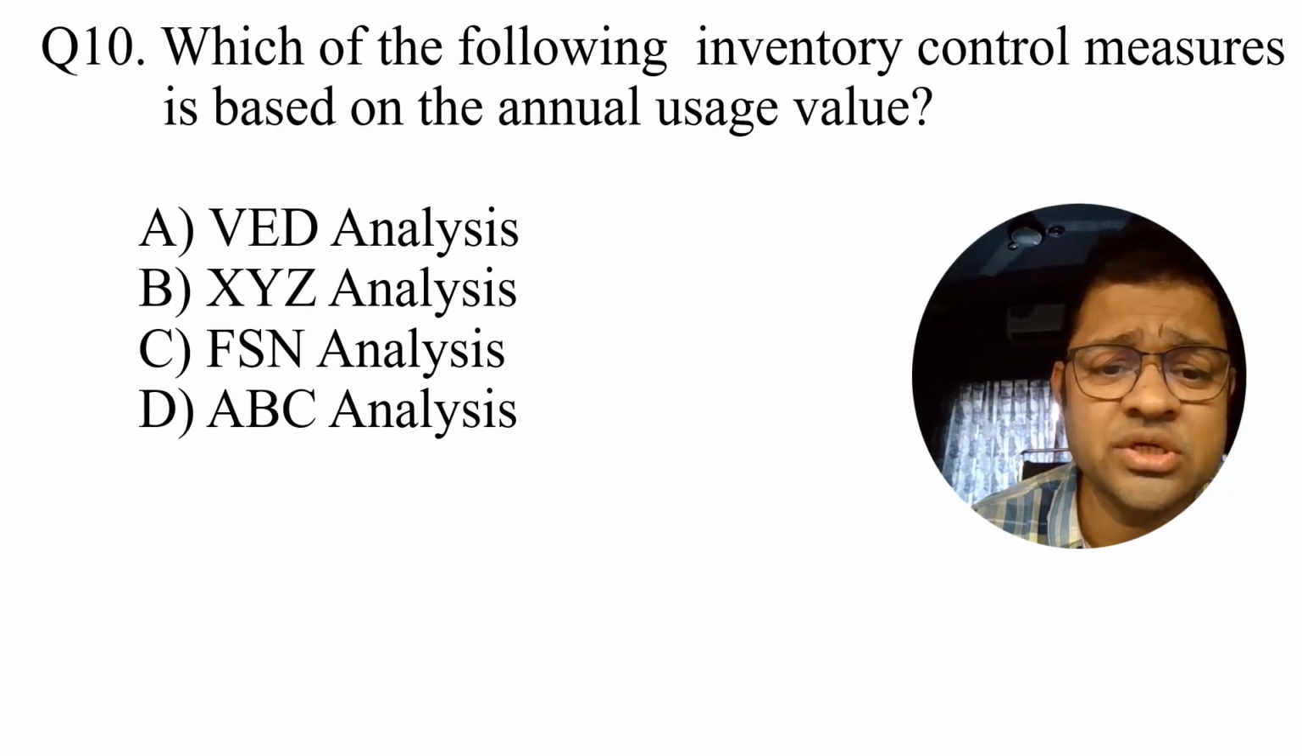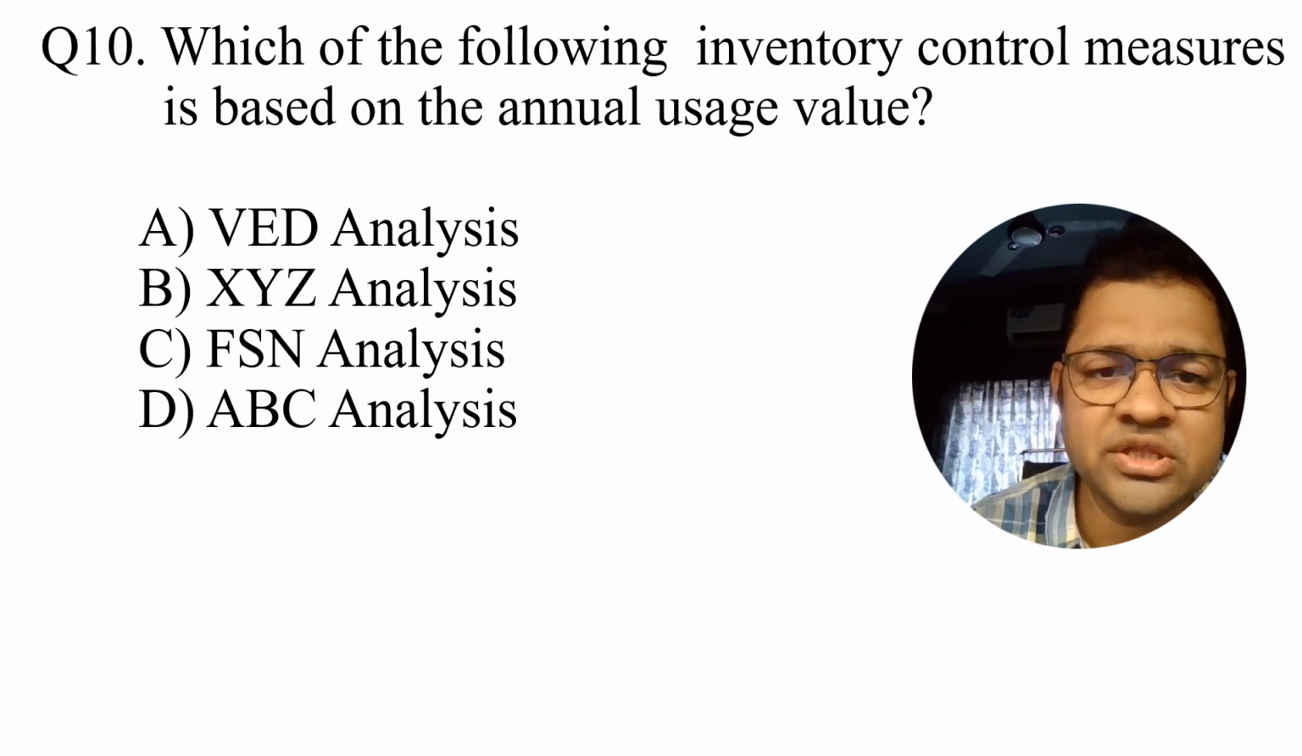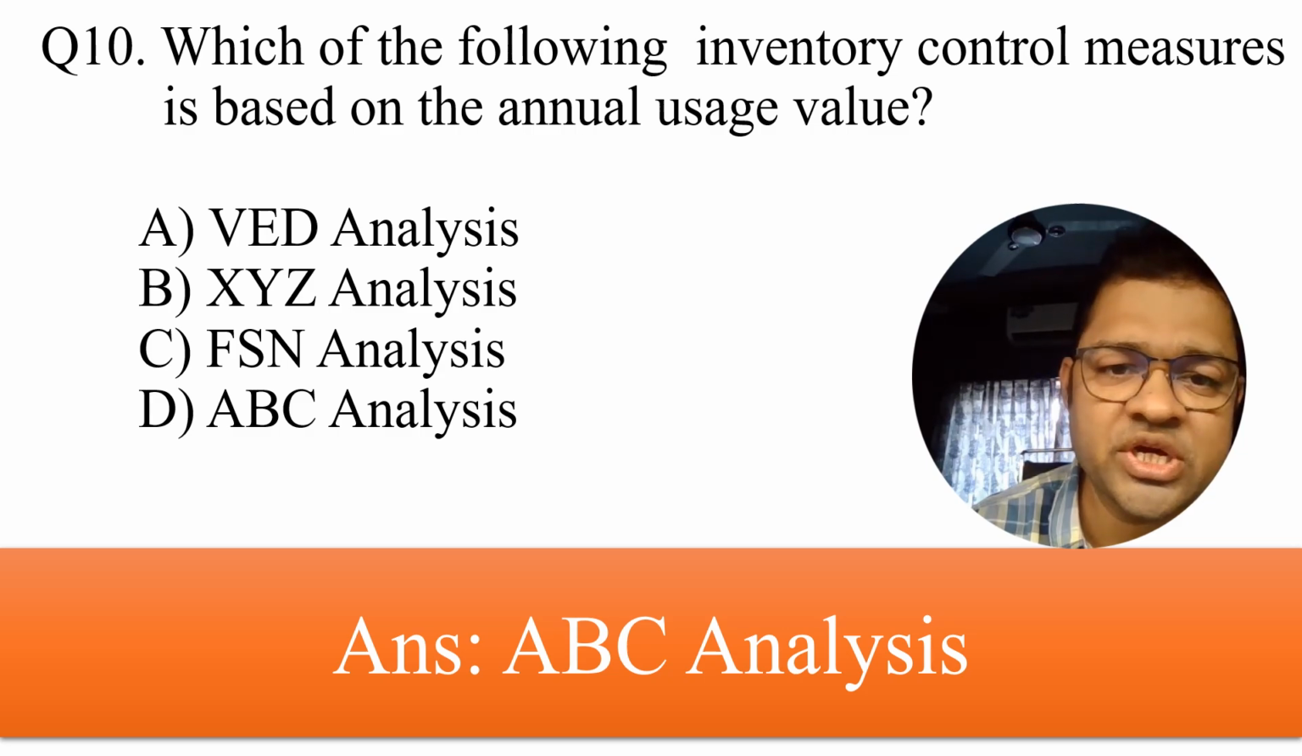The last question is, which of the following inventory control measures is based on the annual usage value? The products with high usage value are considered A items, and those with very low value are considered C items. That's why the answer is ABC analysis. Hopefully today's video is useful for all of you.